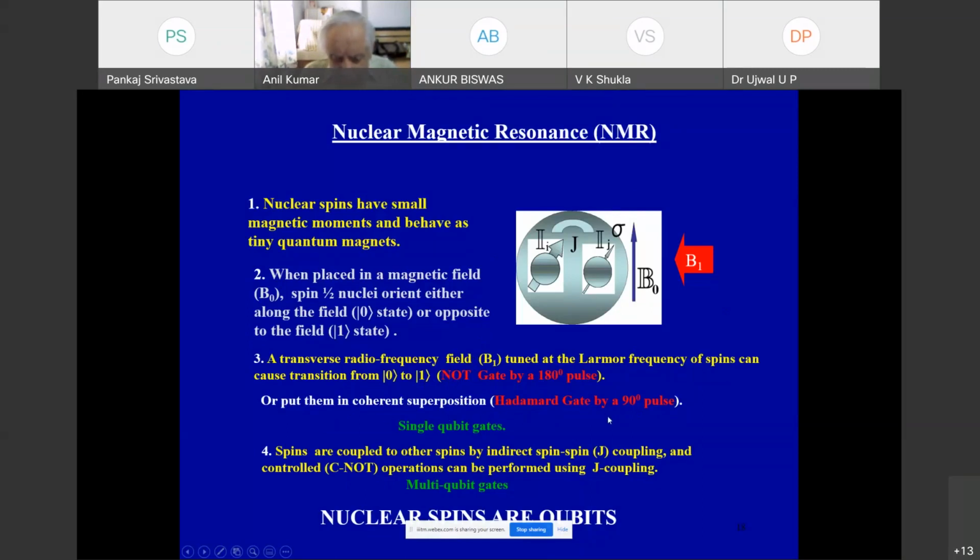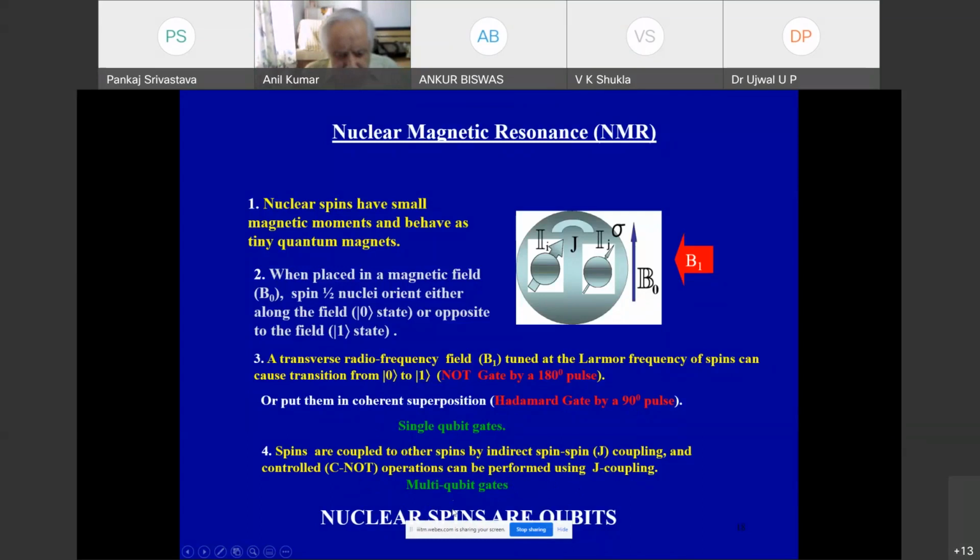And right from the beginning, we have been using 90-degree pulses in NMR to transfer magnetization from the Z direction to the XY plane and then detect it. But this is a Hadamard gate. So these are single qubit gates. Now, to have multi-qubit gates, we need to have spins coupled to each other. The coupling I am talking about here is spin-spin coupling, and a controlled-NOT operation can be performed using J coupling, and I'll show you how.